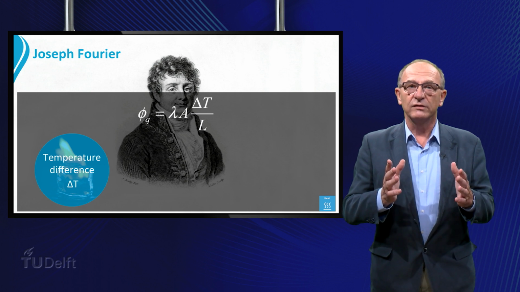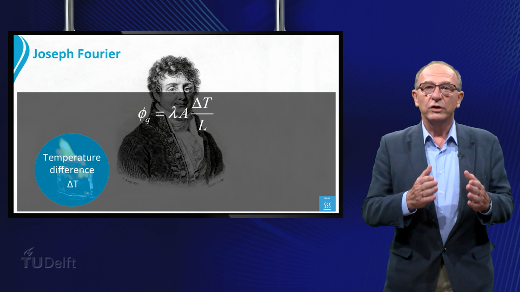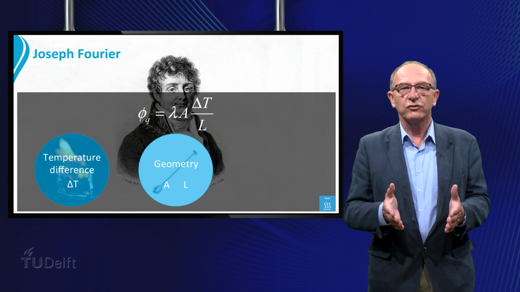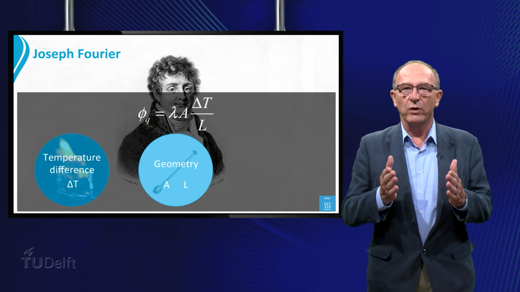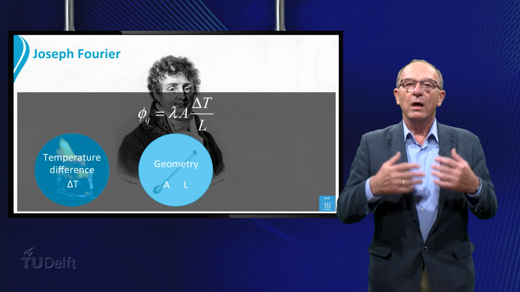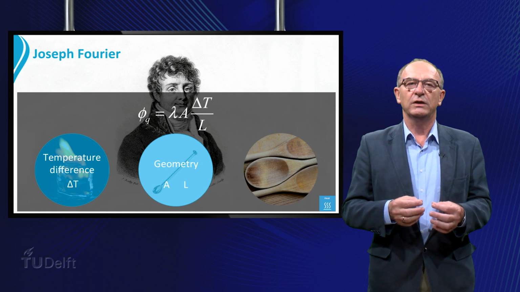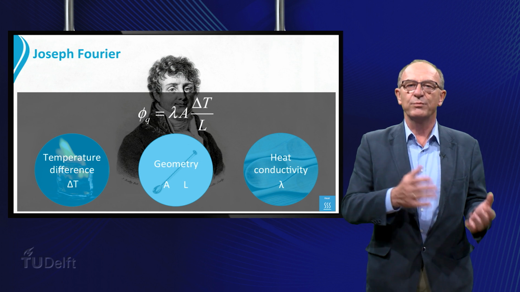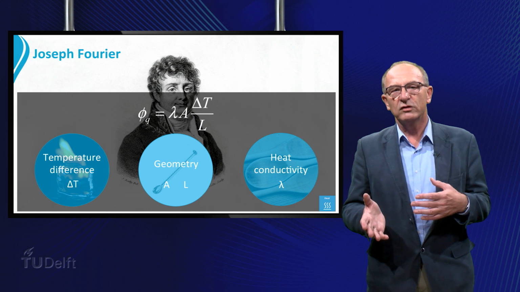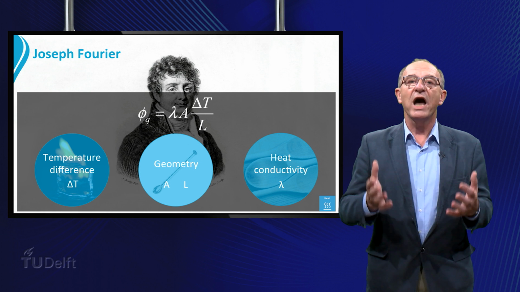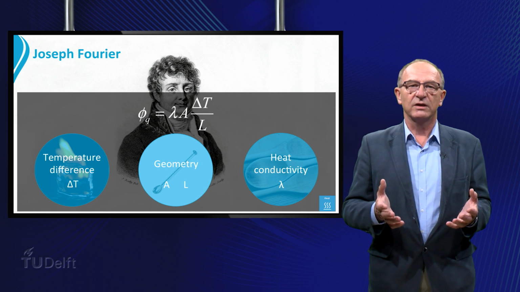heat flow increases. Also, the geometry of the spoon plays a role in the speed of the heat conduction, in particular the cross-sectional area of the spoon, A, and the length L. Lambda represents the heat conductivity of the material. For example, you know that you will burn your fingers faster if the spoon is made of metal than when the spoon is made of plastic. The reason is that a metal has a higher conductivity than plastics.